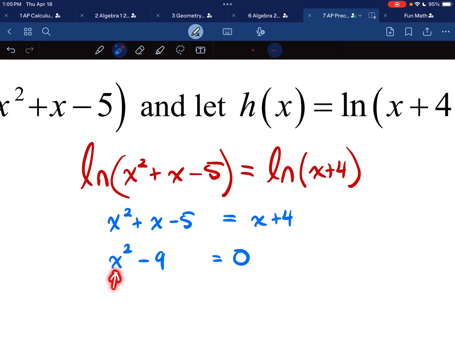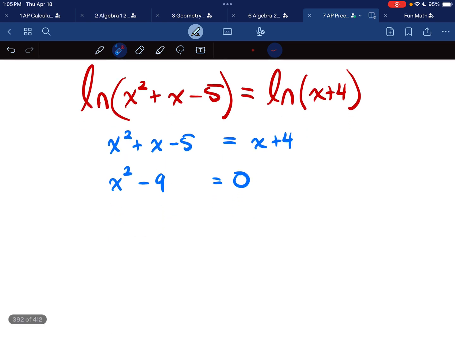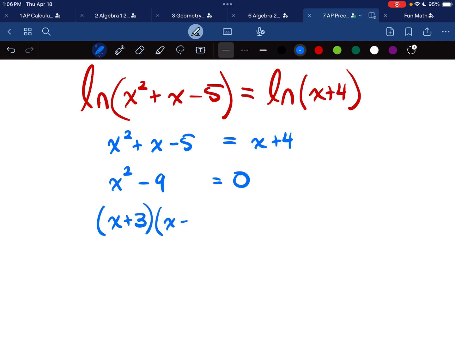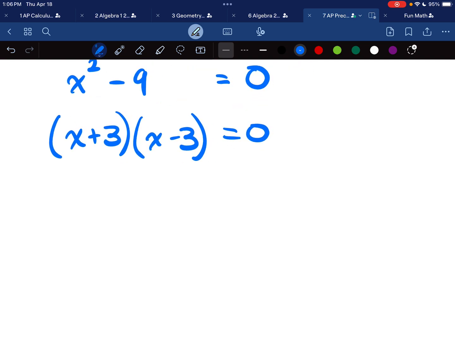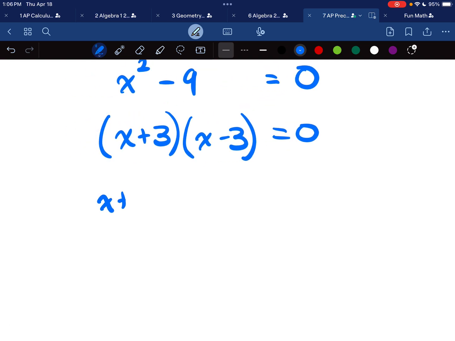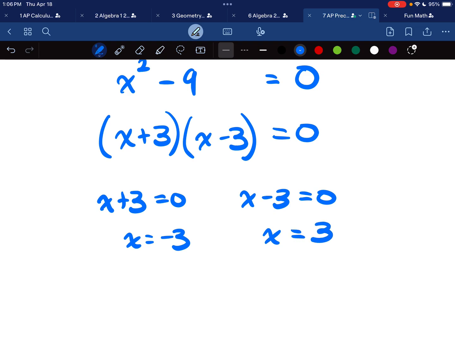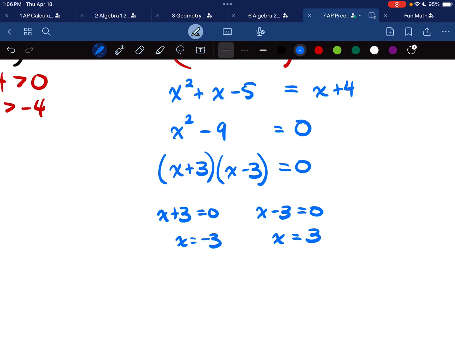Hopefully you recognize that's a difference of squares, and you'll remember that a difference of squares factors into a conjugate pair, x plus 3 and x minus 3, equal to 0. So x plus 3 is equal to 0, or x minus 3 is equal to 0. Therefore, x is equal to negative 3, or x is equal to positive 3. So those are the two answers.